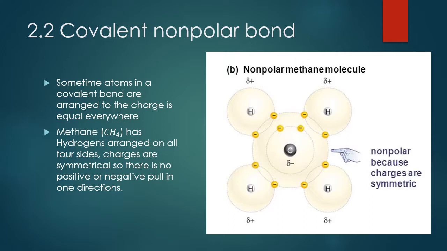And so when something is symmetrically arranged, the charges cancel each other out. There's no positive or negative pull in any one direction. And this would be an example of a covalent nonpolar bond. So nonpolar meaning that there's no pull of positive and negative in any certain direction. Sort of all the charges within that molecule cancel each other out.